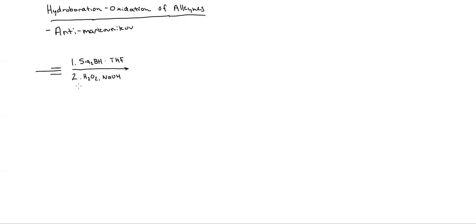What this is going to do is add an alcohol to the less substituted carbon. So it's going to add an alcohol to this carbon on the right, because the hydrogen is going to go where there are fewer hydrogens, since it's anti-Markovnikov. Markovnikov means that I would put the hydrogen where there are more hydrogens. In this case, it's anti, so it's the opposite. So I would put the hydrogen on the left, and that means I'm going to put my carbonyl group on the right side. So that means I'm going to get this.